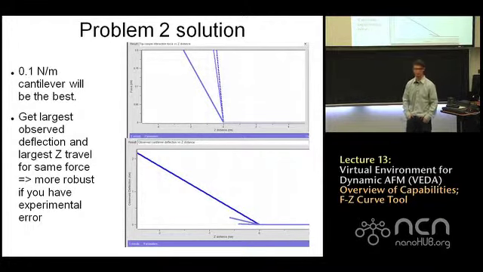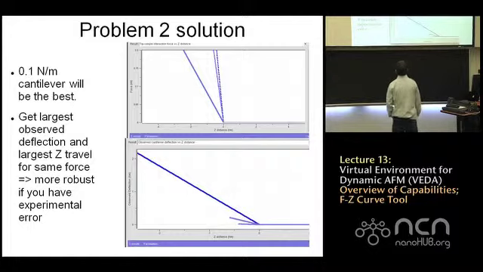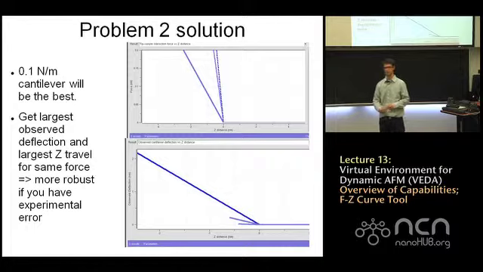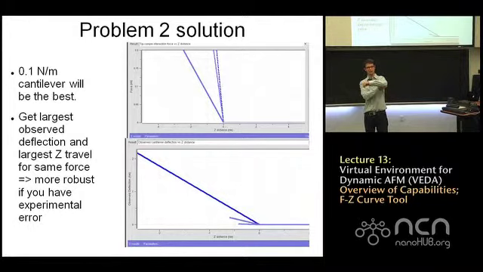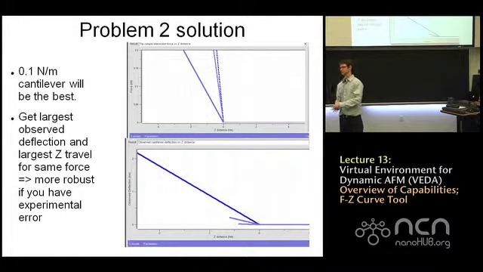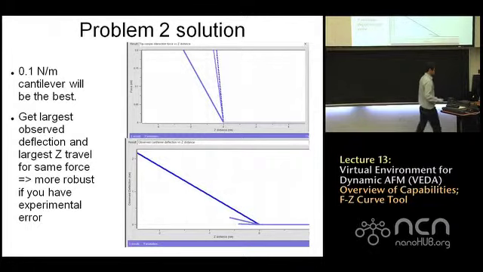Here's a solution for this problem. We did three different simulations, one for each cantilever, and the result is that the softest cantilever, the 0.1, is going to be the best. It allows us to move more distance without exerting much force on the sample. Experimentally we're going to be acquiring data points at each Z, and we'd like to move more Z without exerting so much force on the sample. If we use a very stiff cantilever, then we're basically just compressing the sample as we move Z. With the soft cantilever, we have more data over more displacements, and it's more robust to experimental errors.